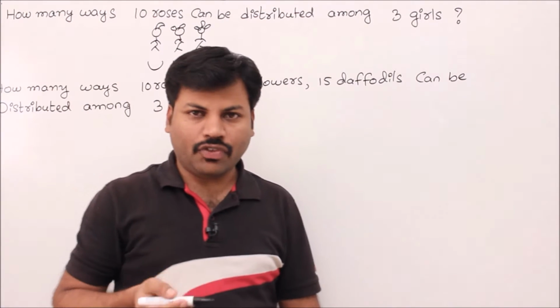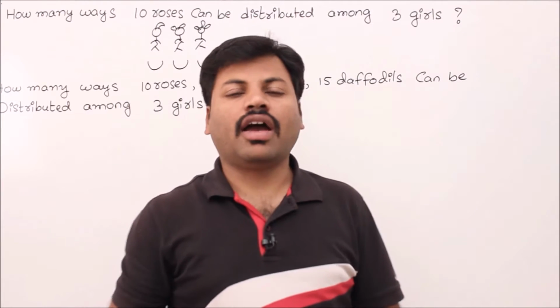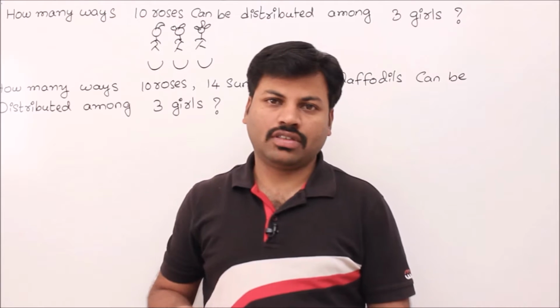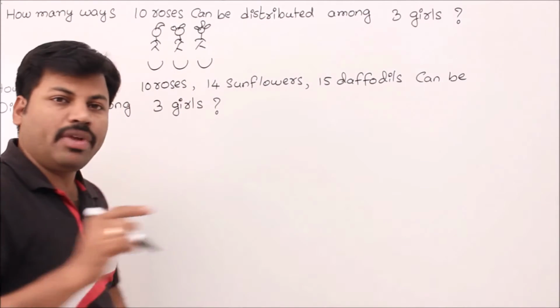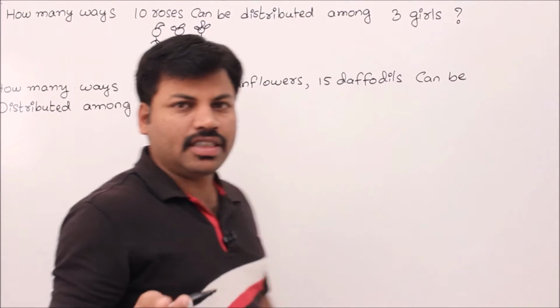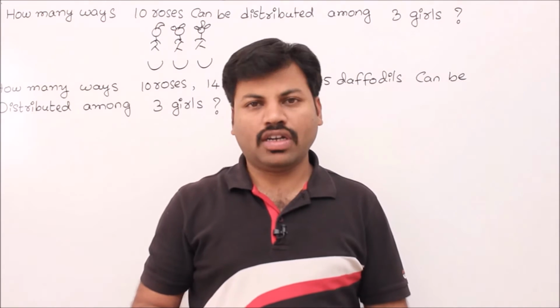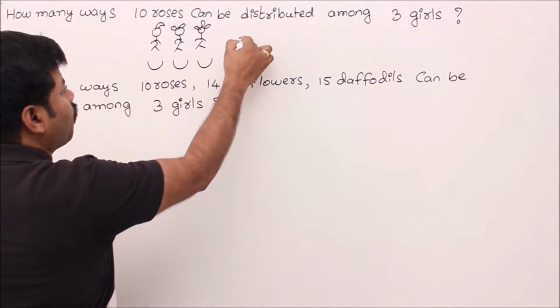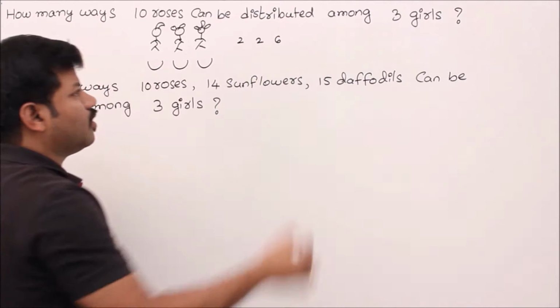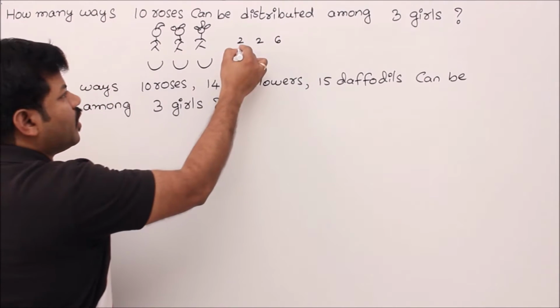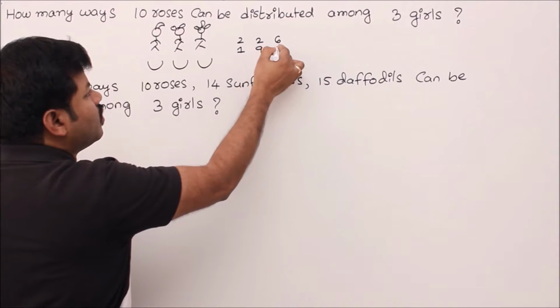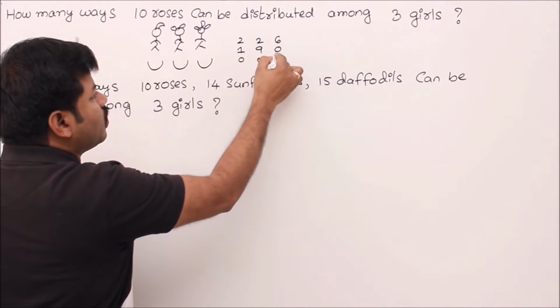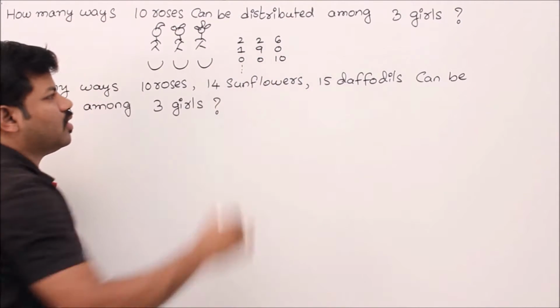Whenever I have a confusion like this, I always write solutions first. The question is how many distributions are possible, isn't it? Then you go for one distribution. One distribution is 2, 2, 6. Second distribution is 1, 9, 0. Third one 0, 0, 10. In that way there are a lot of distributions.